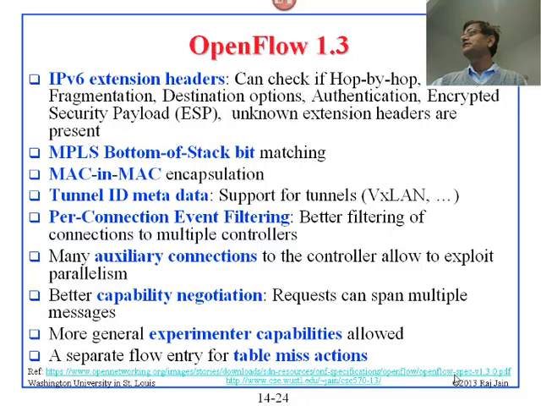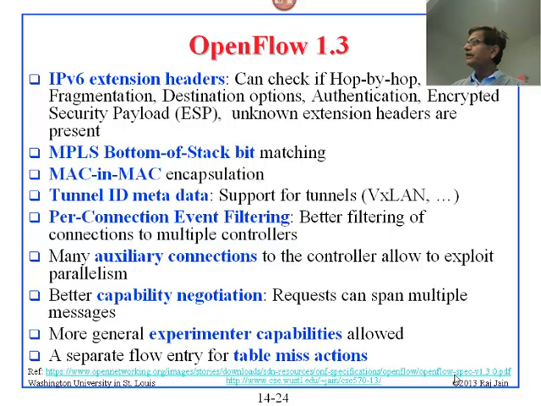And then negotiation. Or how many quality of service levels can you manage, how many queues can you manage, how many ports you have. So all of these are capabilities, right? Capability negotiation, now it can go into many messages. Previously, the whole thing used to go in one message, which actually may not be a good idea, so that is better. More general experimental capabilities. Now experimental capabilities were allowed in 1.1, but people who were experimenting found out that they were not sufficient, so they are more general.